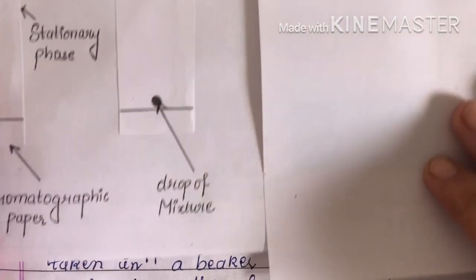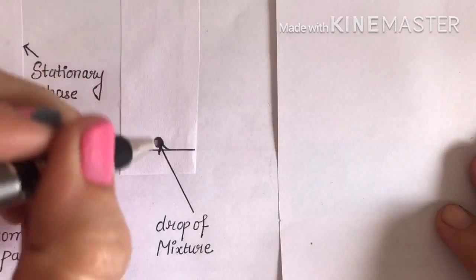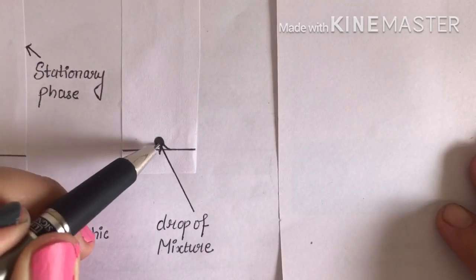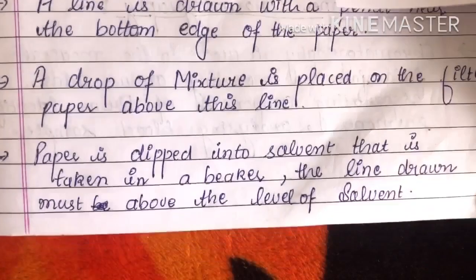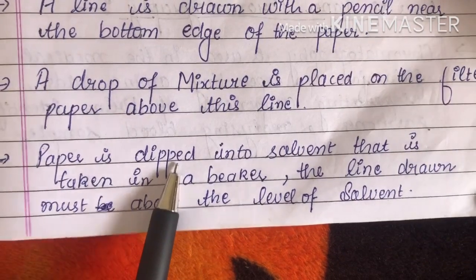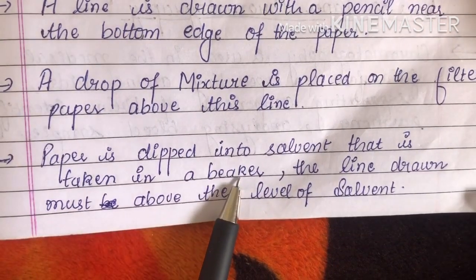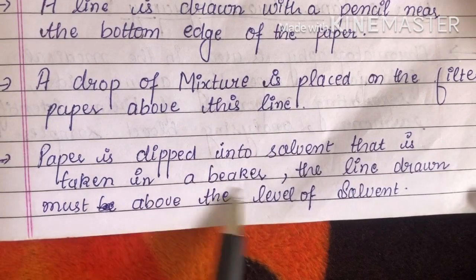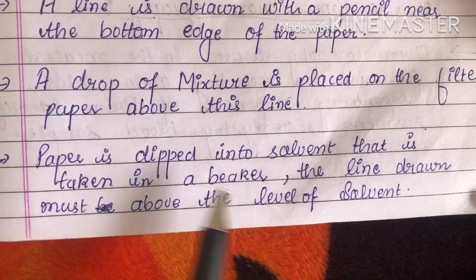This is the second stage. Like this, you have to place a drop of mixture above this line. Next, the paper is dipped into the solvent that is taken in a beaker. We have to take solvent in a beaker and dip that paper in the solvent.